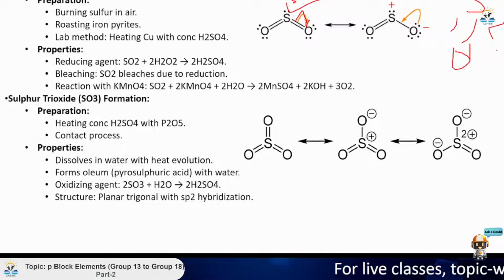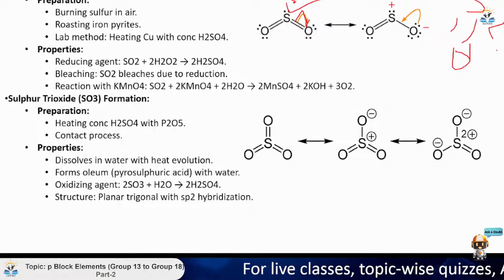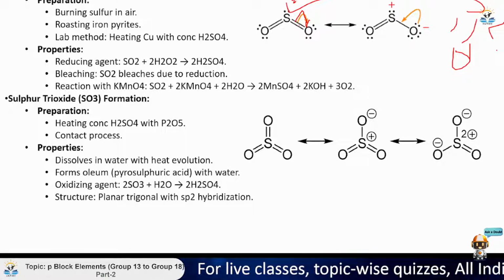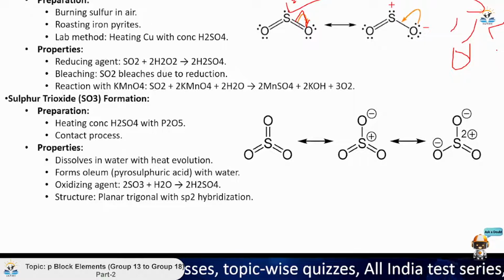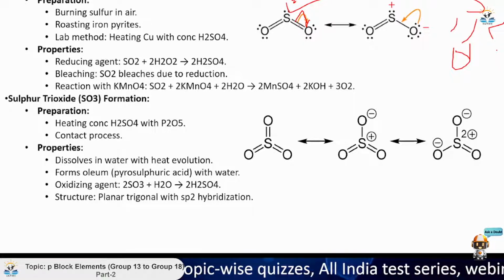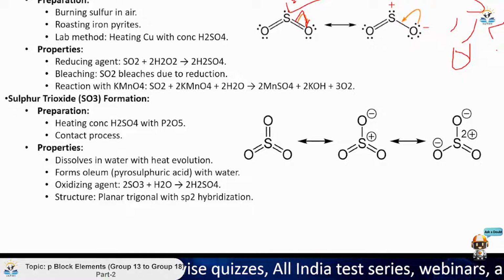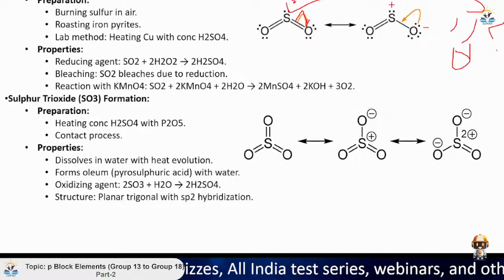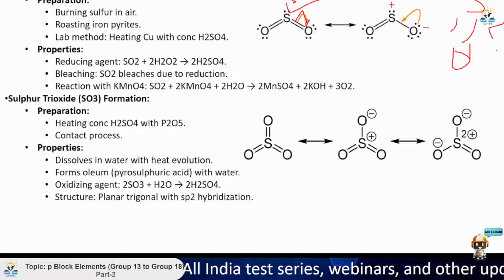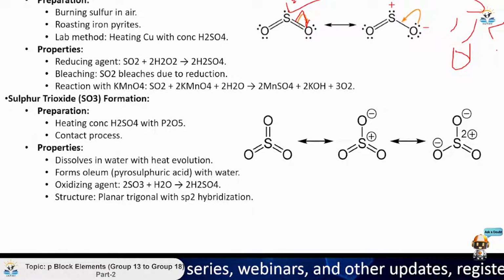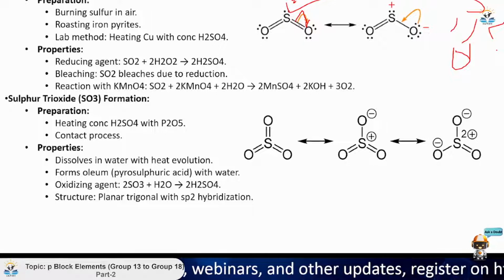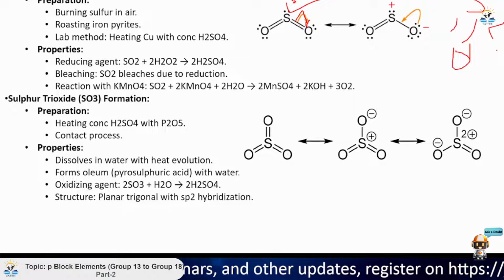Now, there are a few properties of sulfur dioxide: it also acts as a reducing agent, and you can cause a lot of bleaching using sulfur dioxide, and it has a reaction with KMnO4 to give MnSO4 and KOH. And you know that KOH is pretty useful in a lot of the analytical chemistry side of ours. And that is pretty important for us, right?